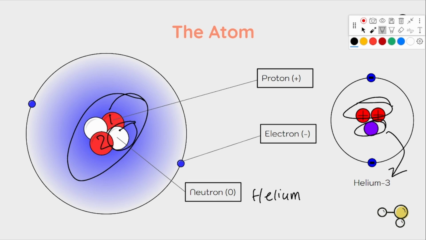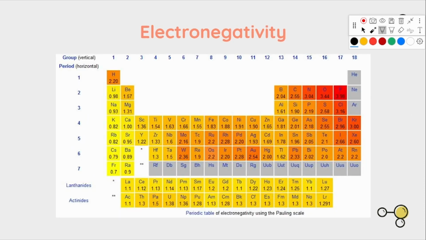The electrons also have a few unique properties. Electrons have a negative charge and are high in energy but have a negligible mass. They also travel around the nucleus at varying speeds and distances. Now the topic of electrons transitions nicely into electronegativity. Electronegativity is the tendency for an atom to attract electrons from other atoms.